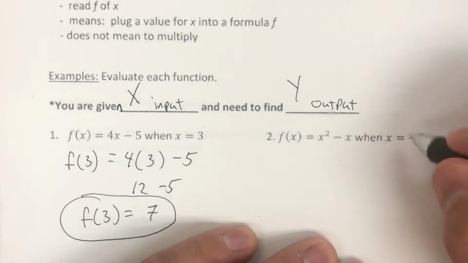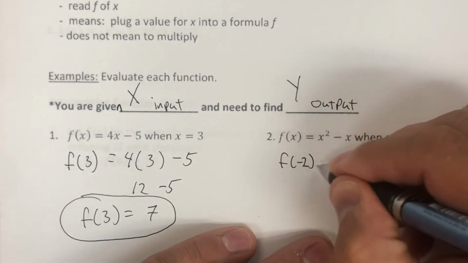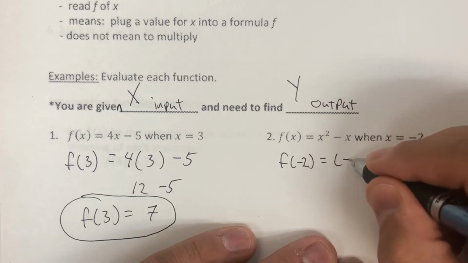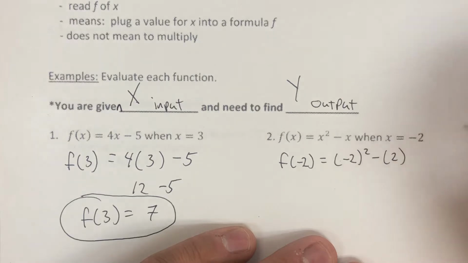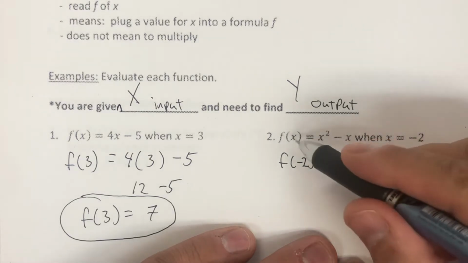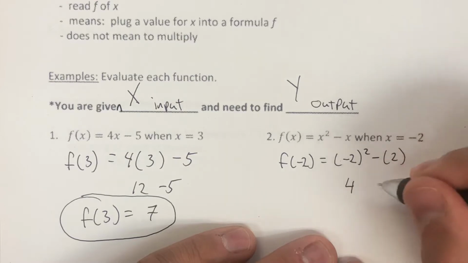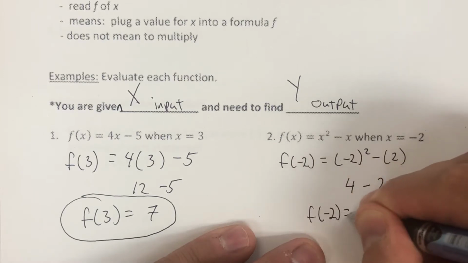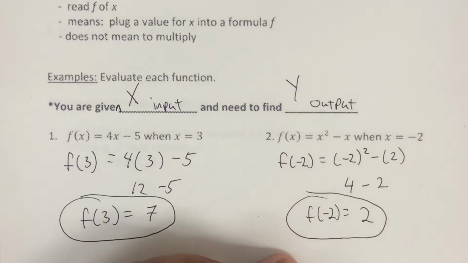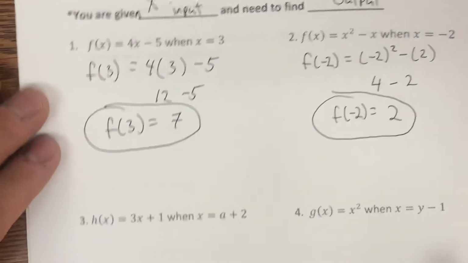Our next one, this time we're going to put negative 2 in for x. So the function of negative 2 is negative 2 squared minus 2. So we put negative 2 in. What do we get when x is negative 2? Negative 2 squared is 4 minus 2. 4 minus 2 is 2. So the function when x is equal to negative 2 is 2. We found it.